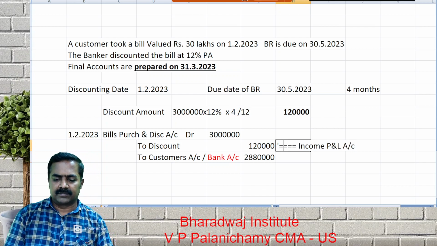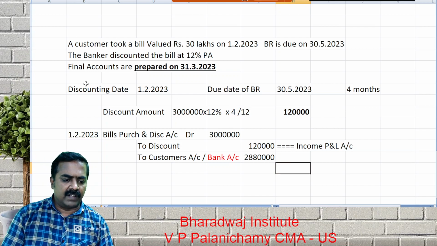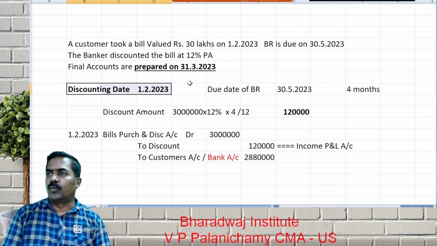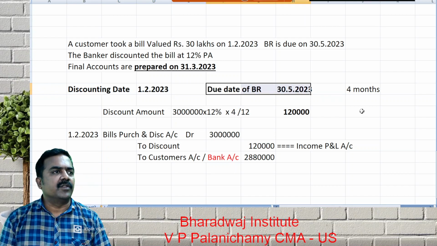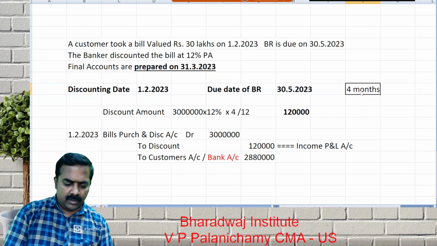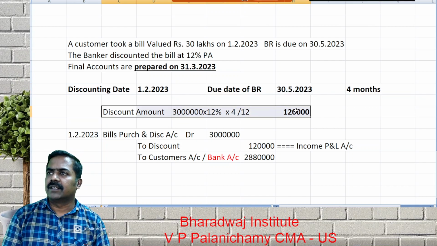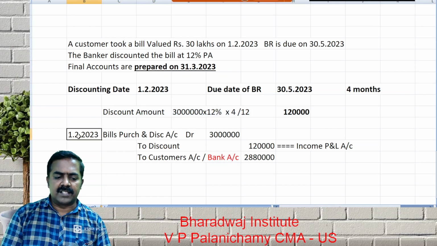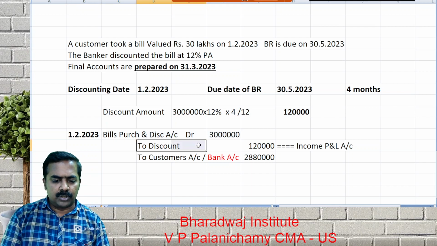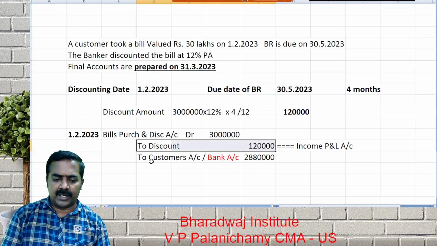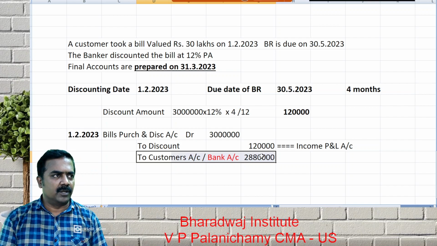P&L account. Once again, I repeat the entire example. Please understand. When the customer took the bill, 1/2/2023. When is the due date? 30/5/2023. Okay, how many months bill? 4 months bill. What is the discount earned by the banker? 1,20,000. What is the journal entry they would have passed? Bills receivable account debit 30 lakhs, to discount income, how much? 1,20,000. To customer's account, how much would they have credited? 28 lakh 80,000 they would have credited.